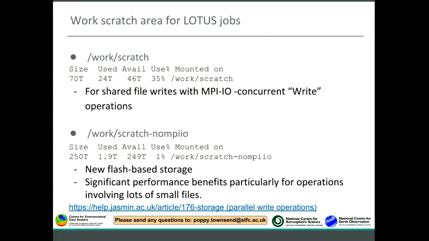But if your log file or output log of your jobs resides under work scratch MPI, that will be a problem. The work scratch MPI is quite large, 250 terabytes. It uses new flash-based storage, and it has better performance dealing with a large number of small files. There are other systems which don't allow parallel write operations. So I encourage you to have a look at the table in article 176 about storage for group workspaces that reside under the JASMIN 4 storage, because this storage won't allow concurrent writes. But I won't be covering this today.